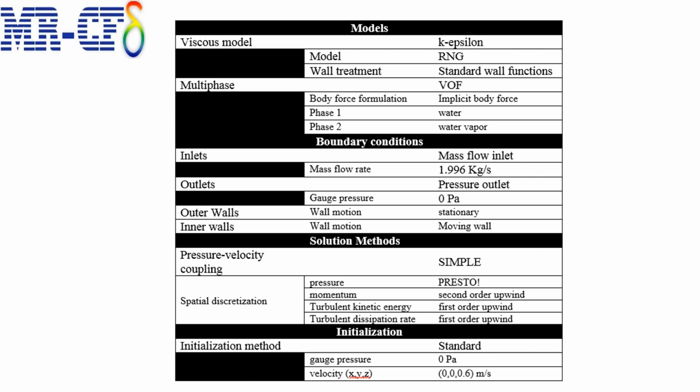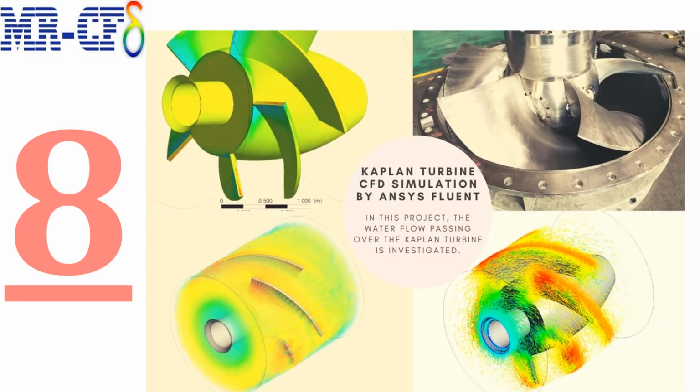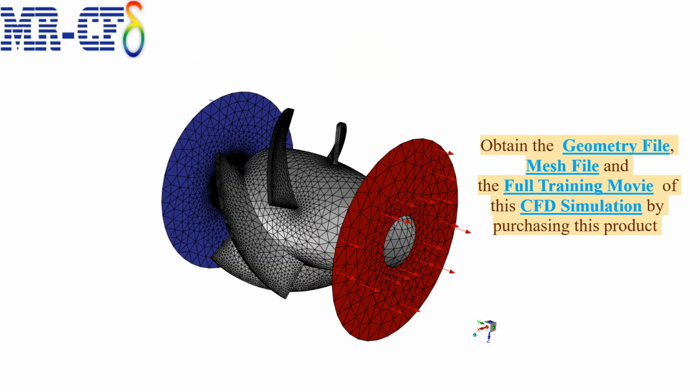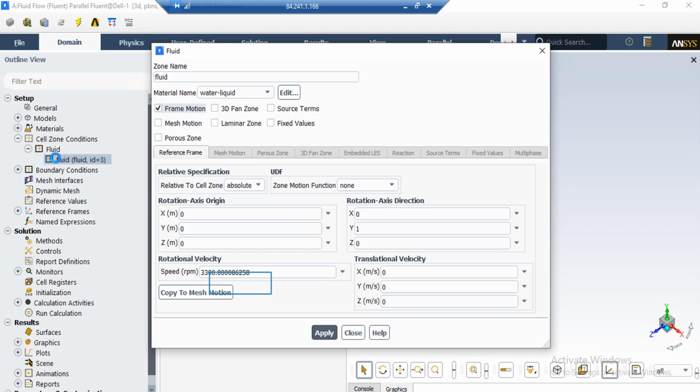Finally, a summary of different settings and setup that we have used in our project is presented to you in the slide. Project 8 is going to simulate the water flow passing over the Kaplan turbine. The mesh type used for this geometry is unstructured and the element number is 919,824. Now the next step is to define the rotating zone or the frame motion to our domain.